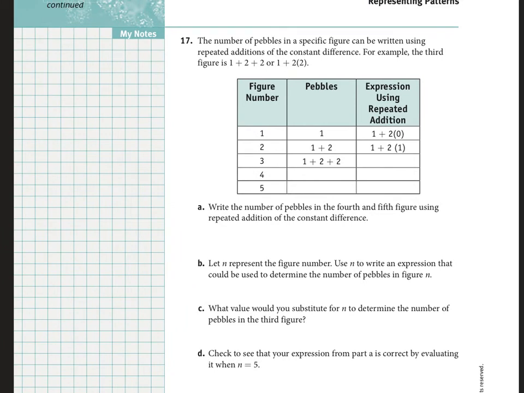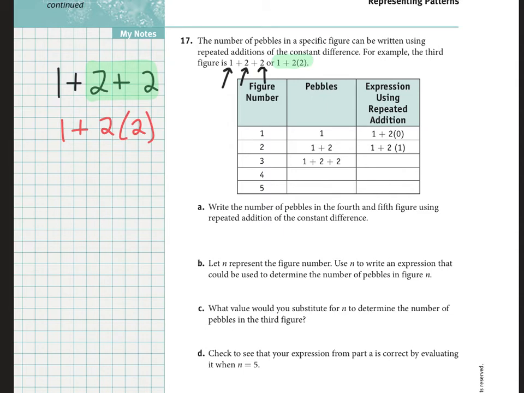So the number of pebbles in a specific figure can be written using repeated additions of the constant difference. So for example, the third figure is 1 plus 2 plus 2, okay? Because again, what we had originally, there was 1 pebble in the first figure, and then we added 2 to get to the second, and then 2 more to get to the third. Okay, so another way to write that is, if you recognize right here, when we add this 2, we are actually adding 2 twice. So it could be written that way, where it's saying it's 1 plus 2 2's, or 1 plus 2 times 2.